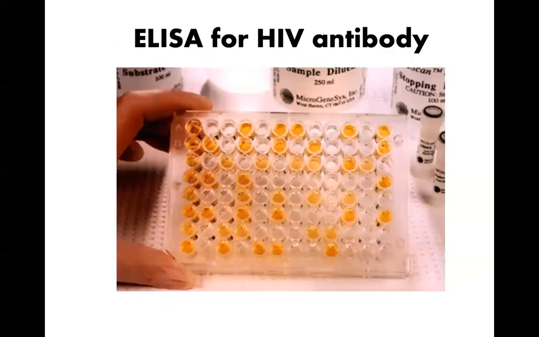And this is an example of the ELISA tests that we do in the lab, which are more sensitive than the rapid tests, and that's the reason why we usually use them for confirmatory testing.